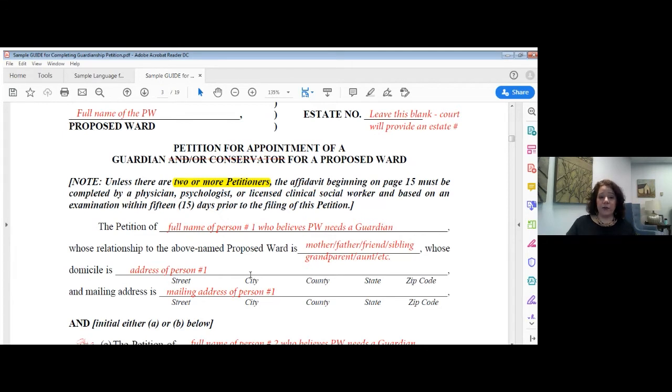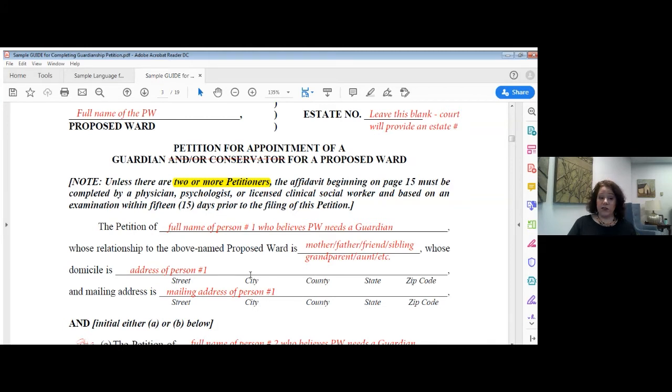And if you have flipped through this petition at all before, everyone sees that doctor's affidavit, which is part of the petition, and thinks, oh shoot, we've got to get a doctor's signature. That is only required if you don't have the 2 petitioners. I typically avoid using that doctor's affidavit.